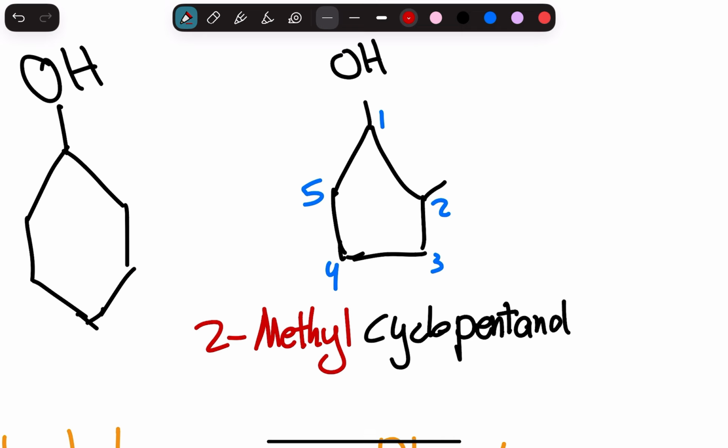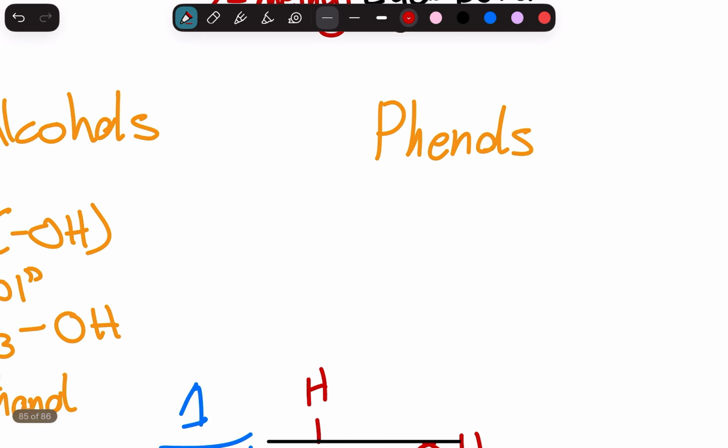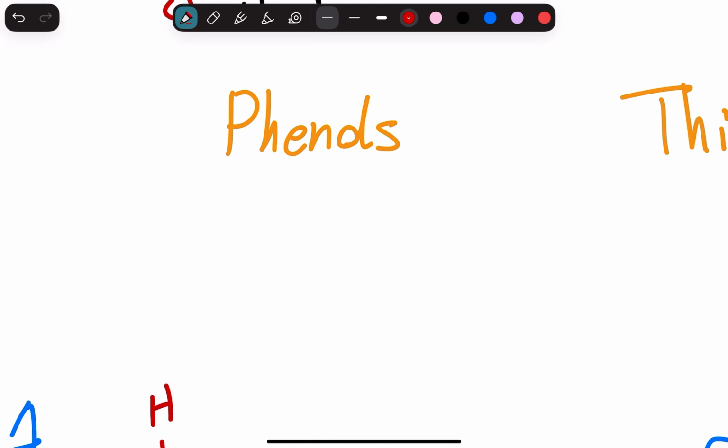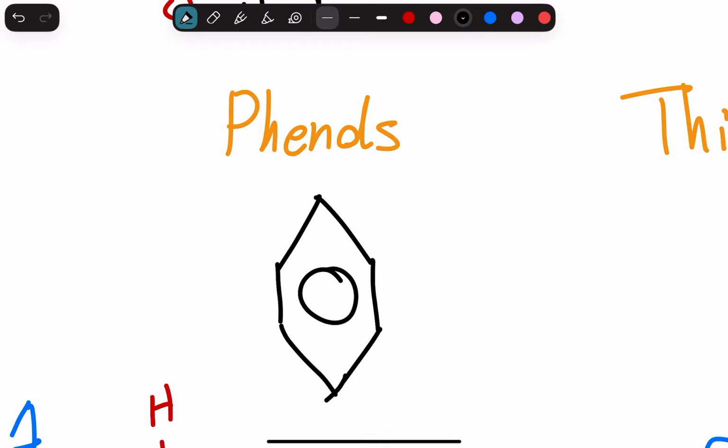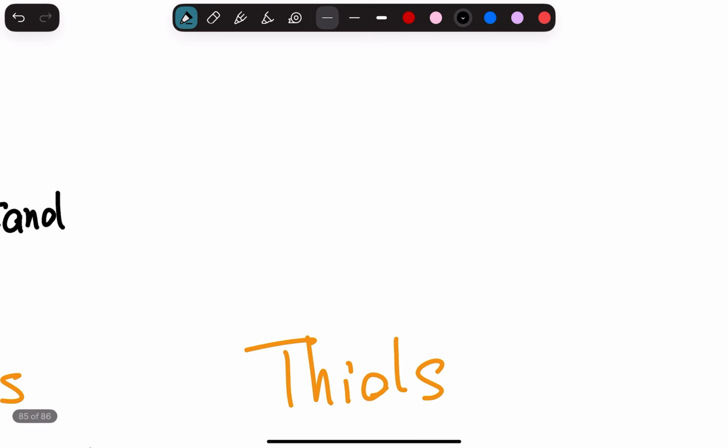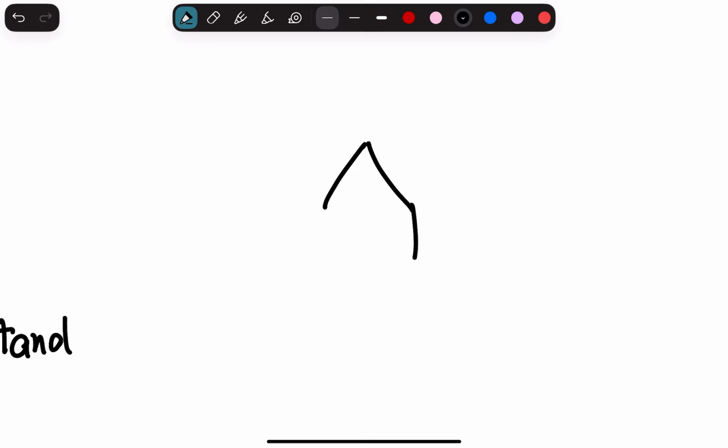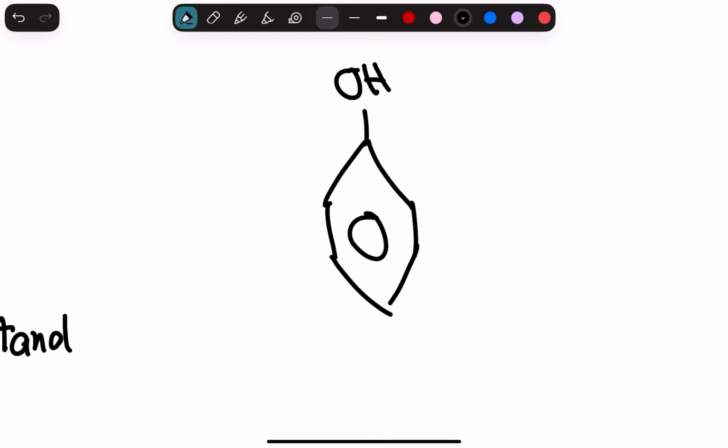Perfect. Now, let's do a phenol example. What are phenols? So phenols are when we have our amazing benzene that has a hydroxyl group attached to it. So let's name it. So let's say we have this. This on its own is called a phenol. But let's add some jazz to it.